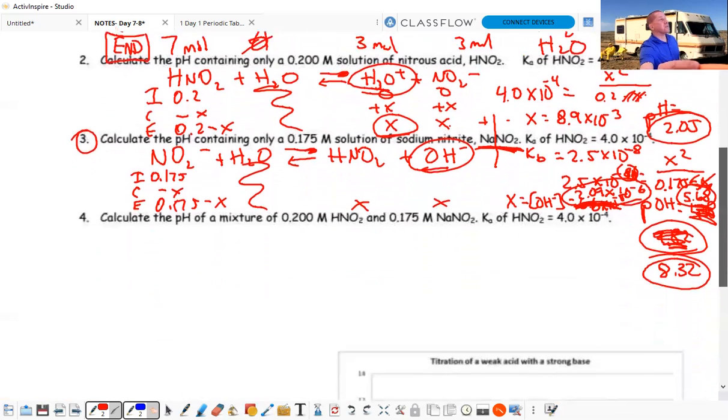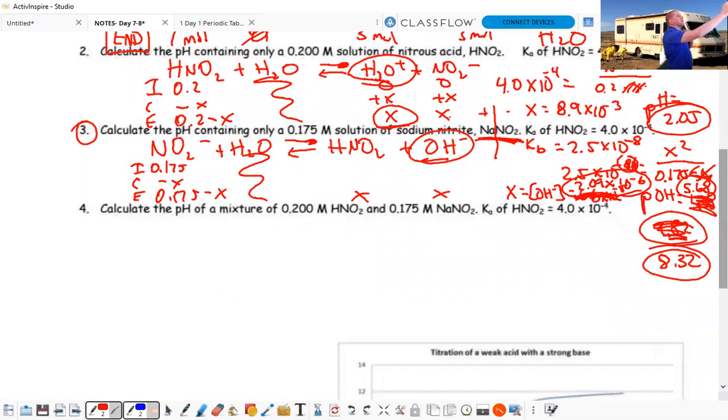Okay, so now the next part of that then is, what about a combination of the two? We have the weak acid, HNO2, and the Na. We have NO2 minus, which is its conjugate base. So we have a buffer solution here. So we could recognize that as a buffer solution or not.